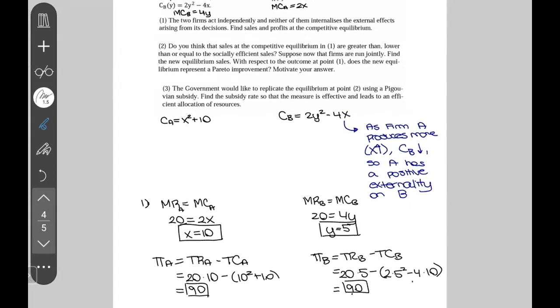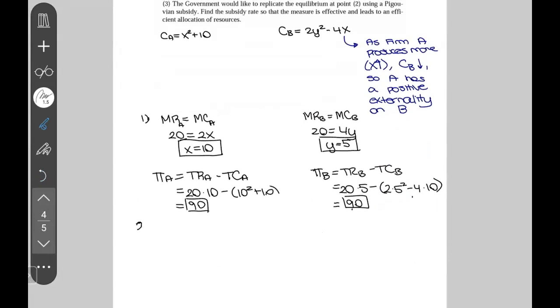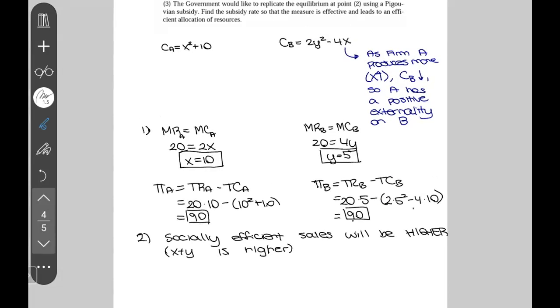So first we can already answer that. The sales that we have at the moment, the 10 and 5 put together, so the total sales of 15, are going to be lower than the socially efficient. So socially efficient sales, which is X and Y put together, will be higher. And that's because of the removal of the externality, which also means that we're removing the deadweight loss that there was before. So X plus Y is going to be higher. So for society, that's better.